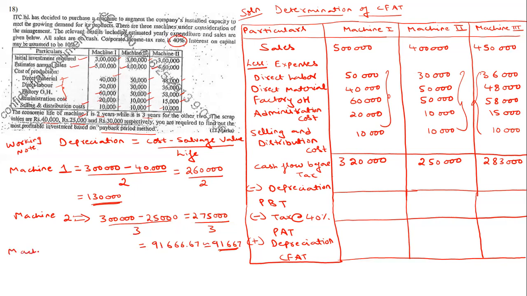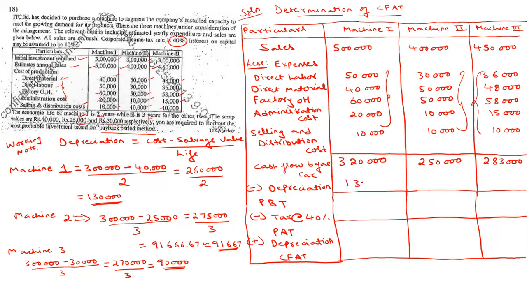And for machine 3, now we need to figure out the depreciation. Machine 3, it says that the cost is 3 lakhs and the salvage value they have given as 30,000, divided by the life of machine 3, which is 3 years. And then now you will see from 3 lakhs, if you deduct 30,000, you will be getting 2,70,000 divided by 3, and then you will see 90,000 as the depreciation for machine 3. Now let us bring this depreciation amount to the table.